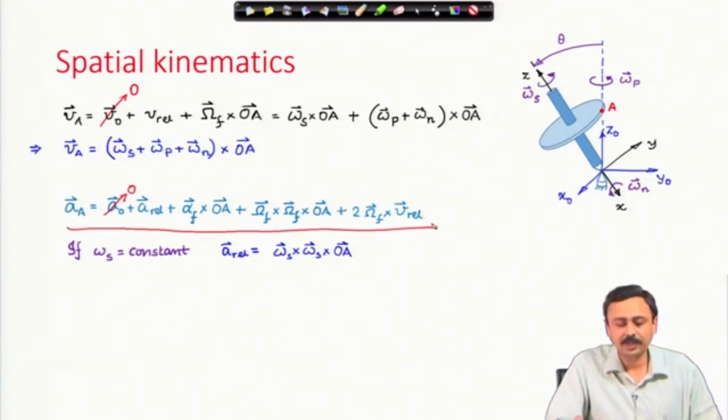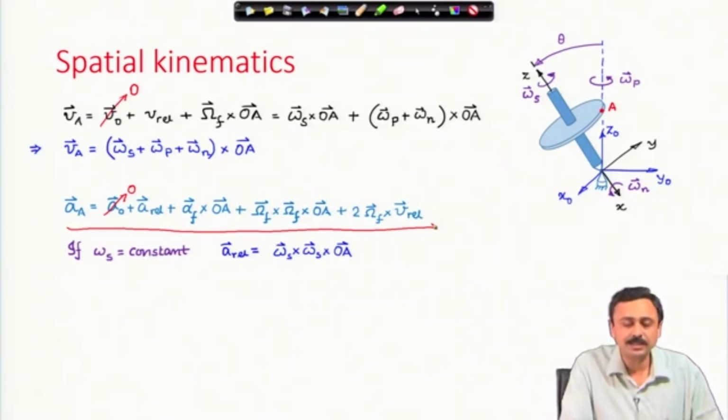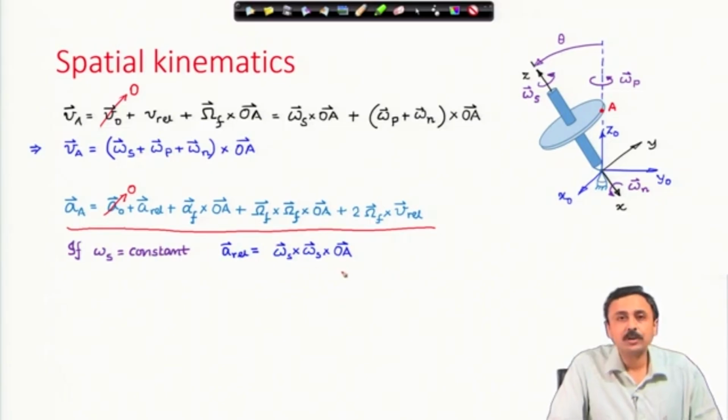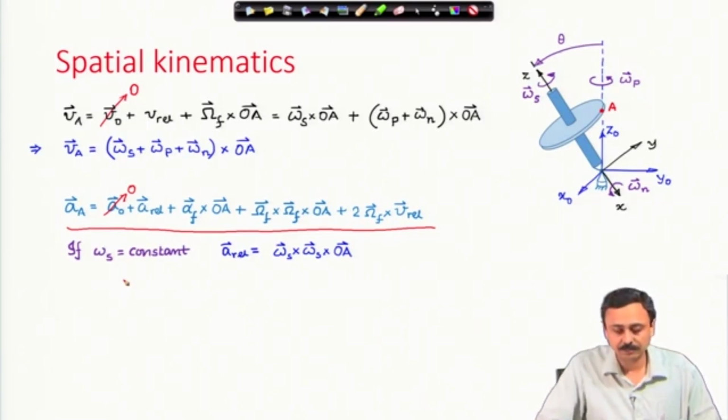You can plug in various vectors and find out, but suppose omega spin is constant, as it is in many cases. If omega spin is constant, then A rel is given by omega s cross omega s cross OA. This is the centripetal term. Had there been a change in the spin angular velocity, then you would also have the tangential acceleration of point A coming into the A rel expression. But since omega is assumed to be constant, you have only the centripetal term as seen by the local observer.